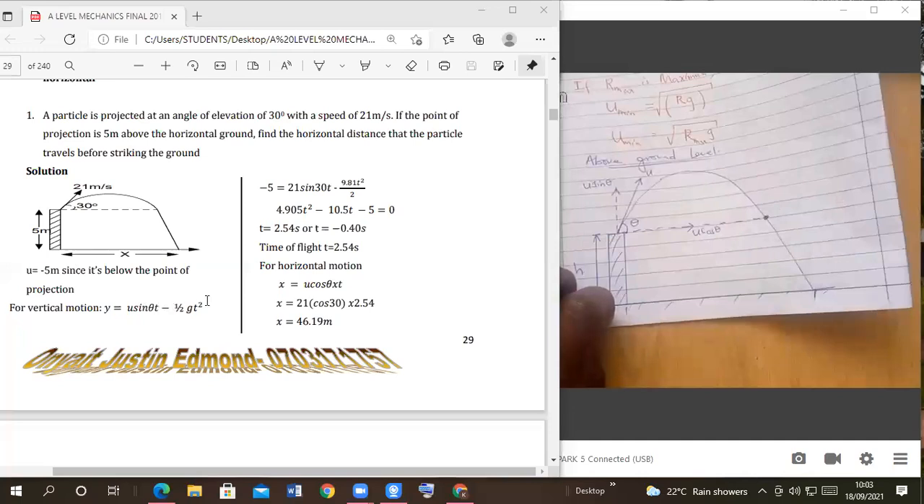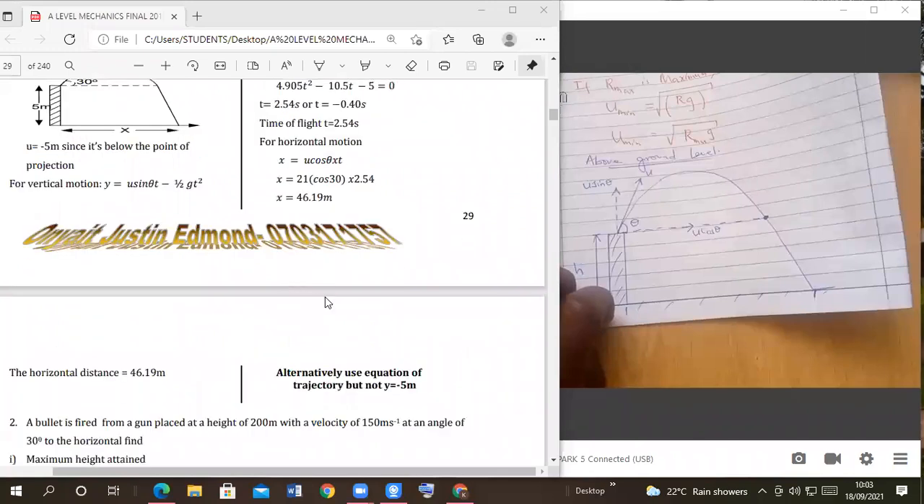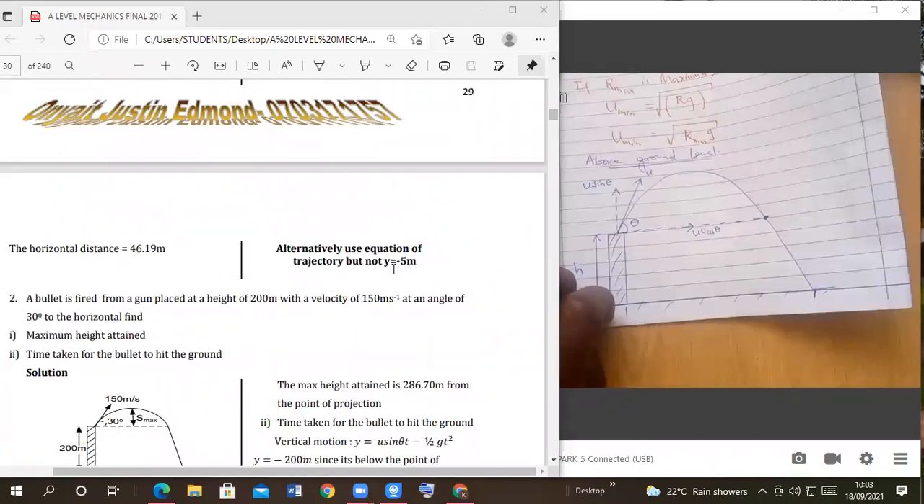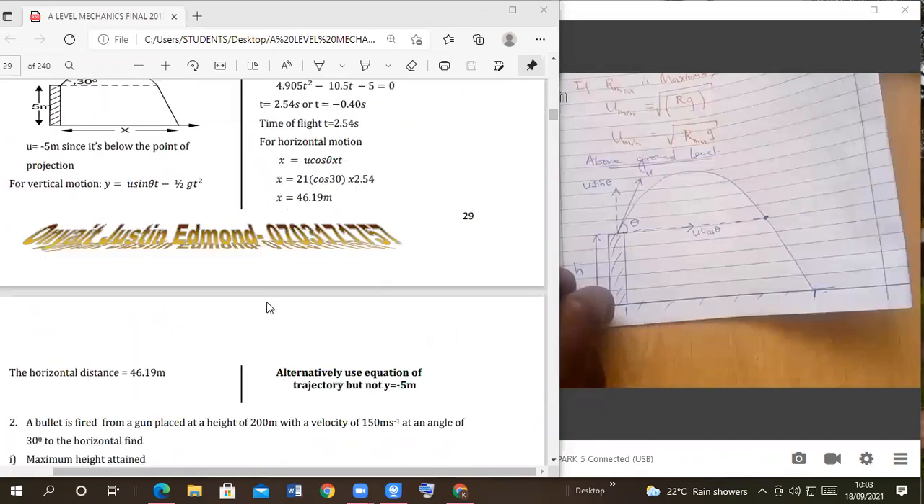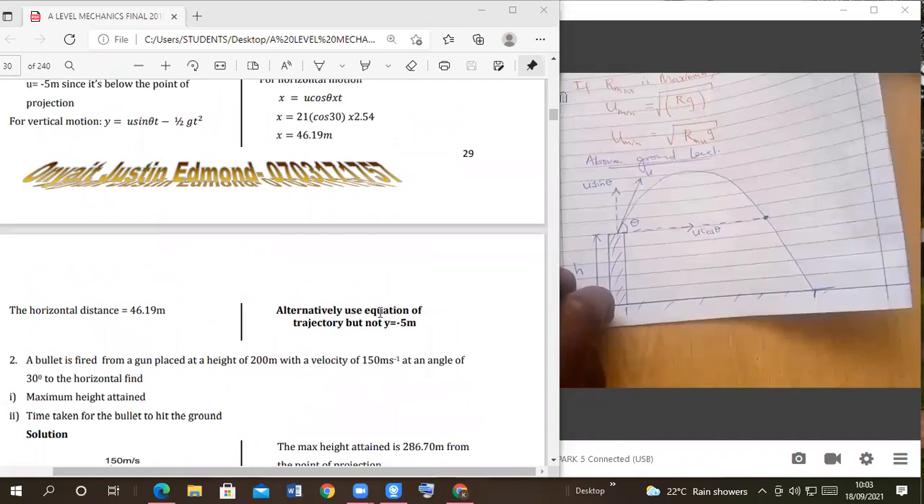So that is method 1. The horizontal distance ux equals ut, which we can find. That one is very clear. We have seen how to find horizontal distance. Or you can use the equation of trajectory. It's just a matter of applying those formulas.